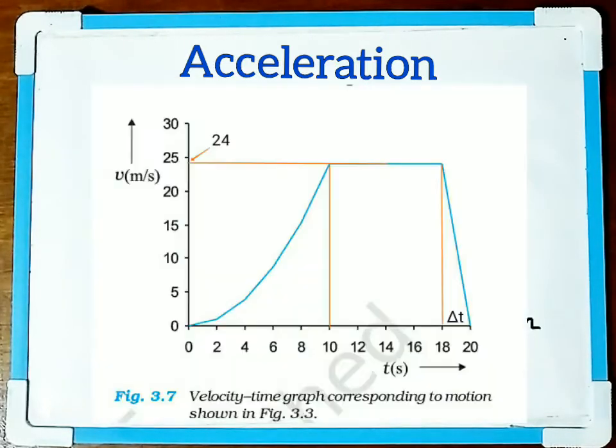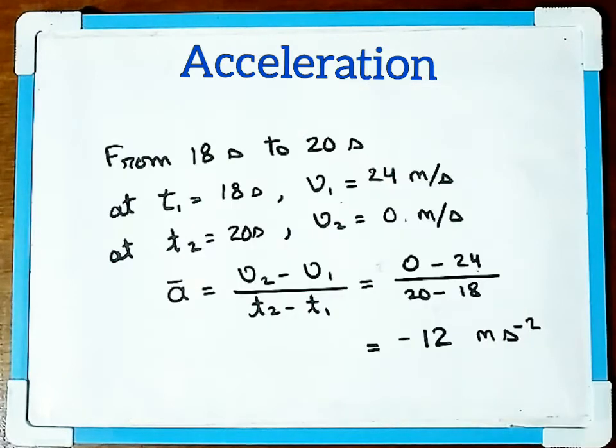And in the last interval, he's pressing the brake and stopping the car. That is, the velocity decreases from 24 meter per second to 0 meter per second. So that is the concept of average acceleration. As you can see from this example, acceleration can be positive, 0, or negative.